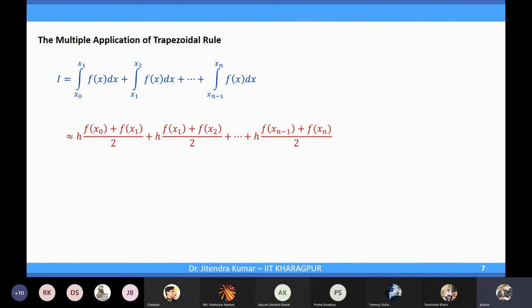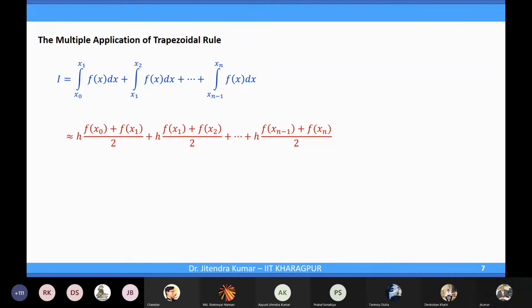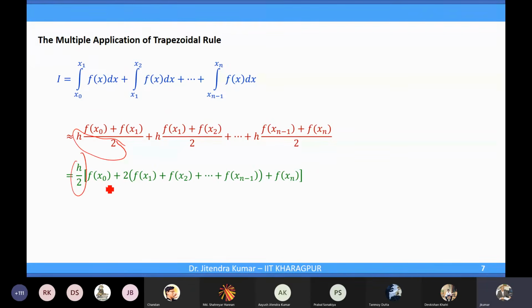Now we can sum it up, and you consider that there is also f(x1) here, then f(x2) there, and so on. So except the first and the last one, you will have these repeated terms. When you take h by 2 common, you have the first point f(x0), and all internal points will have 2 as their multiplier. So 2 times f(x1), plus f(x2), plus f(x3), up to f(x(n-1)), and the last point.